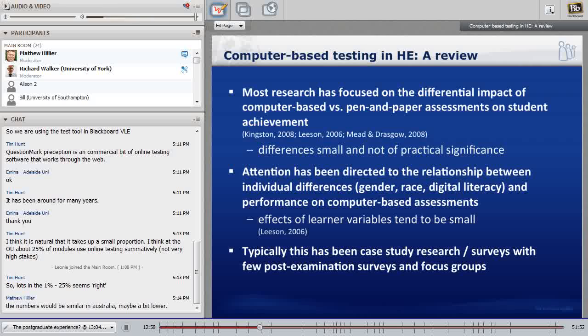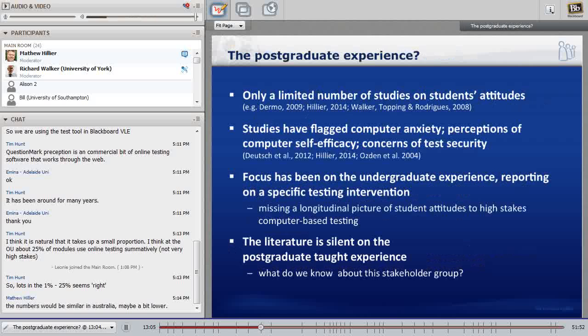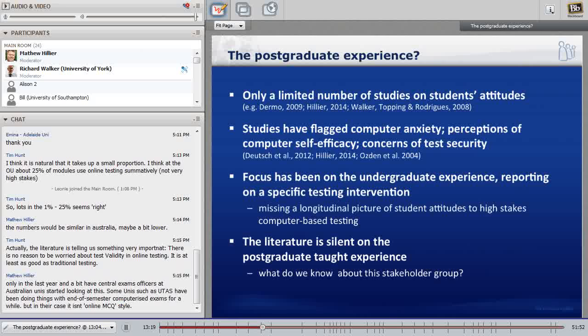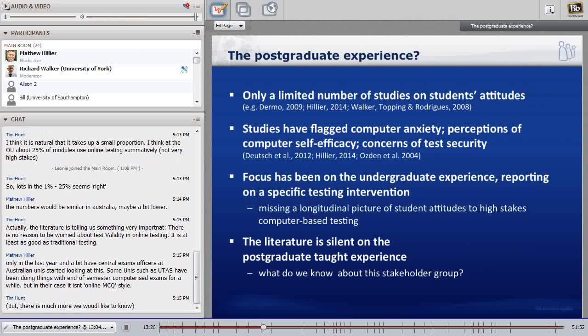So, just to recap, in terms of the literature, we have only come across a limited number of studies on student attitudes, some of which are noted there. Those studies that have been conducted have flagged some interesting variables, such as computer anxiety, student perceptions of self-efficacy and use of computers, and general concerns by students over the security of the medium. And we felt those were interesting and deserved follow-up research.